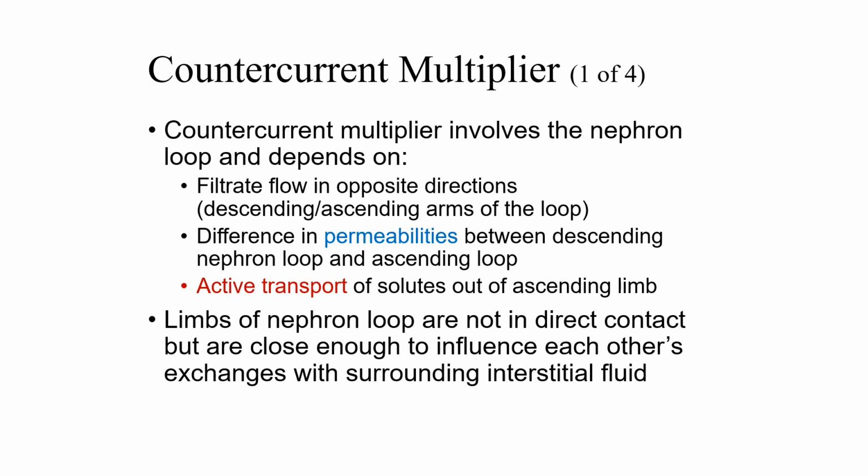Let's look at the multiplier in more detail. The multiplier involves the nephron loop. We know that the filtrate flows in opposite directions in the descending and ascending arms. But we need to understand that the permeabilities of the descending arm and the ascending arm are very different, and that active transport of solutes happens in the ascending arm or ascending limb. So we have use of energy getting solutes out of the ascending limb.